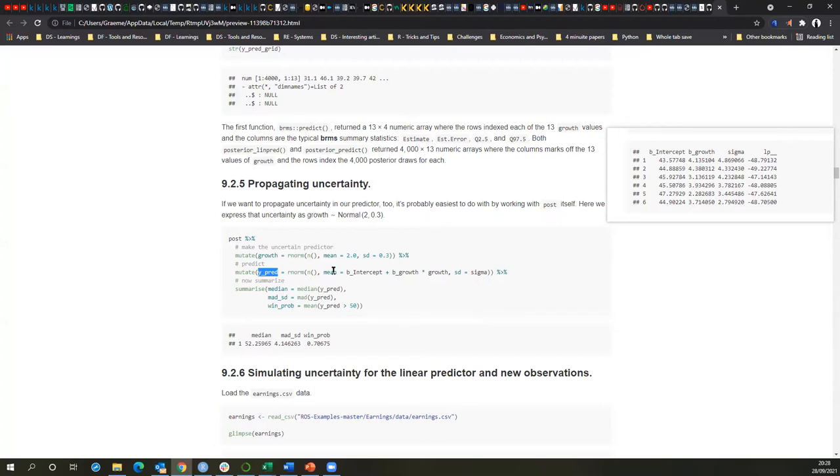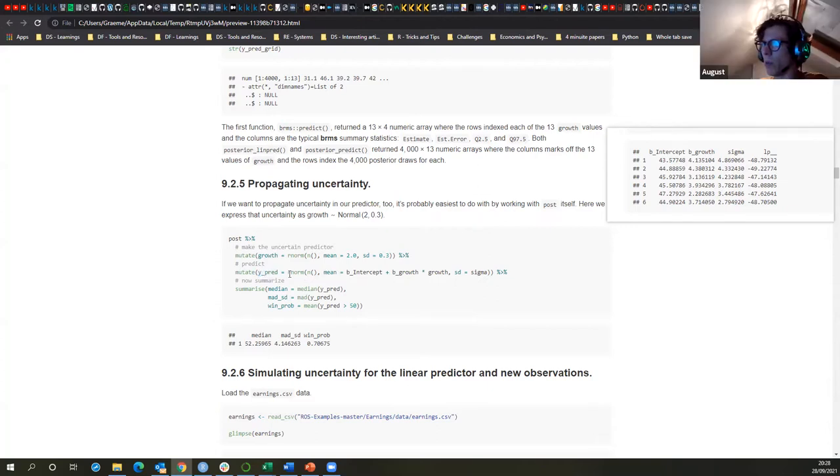It's the mean of the normal, right? So it's the mean of this. So if you look at it like this, it's wrapped up here. So we've got a mutate statement, create y pred, yeah? But on this side of y pred is this. So we're taking random normal sampling from the normal distribution, basically, using the length of this posterior data frame, which is 4,000, and we've got a mean.